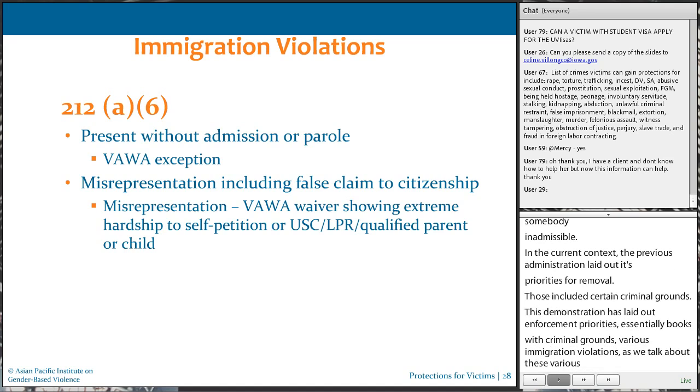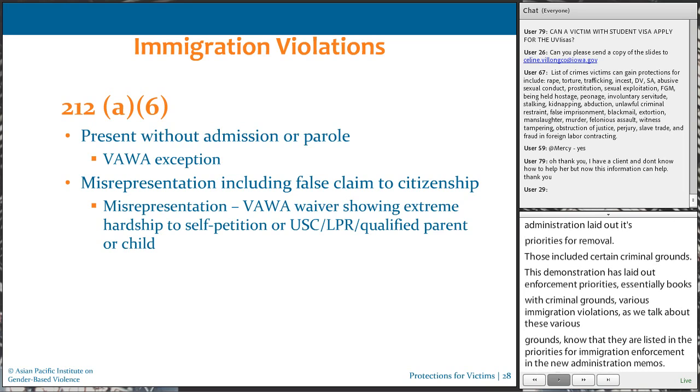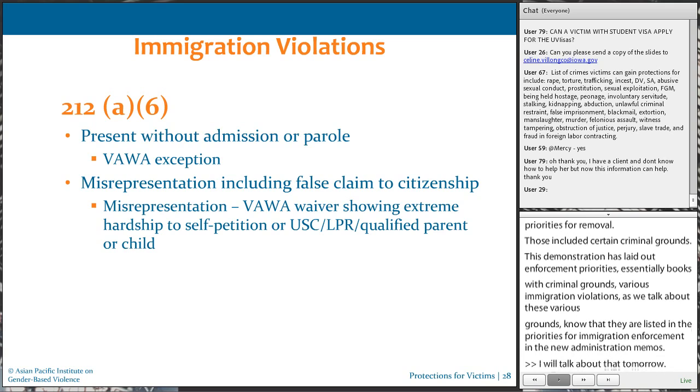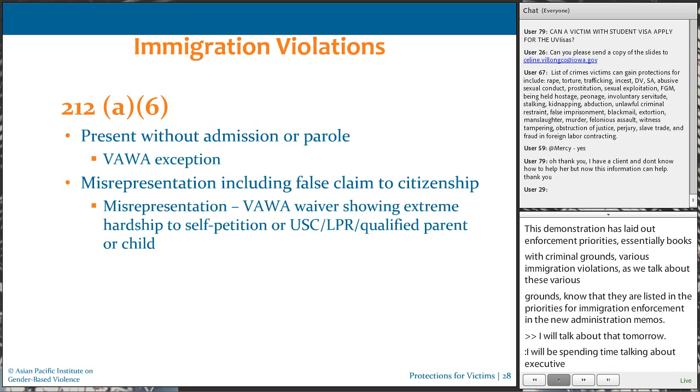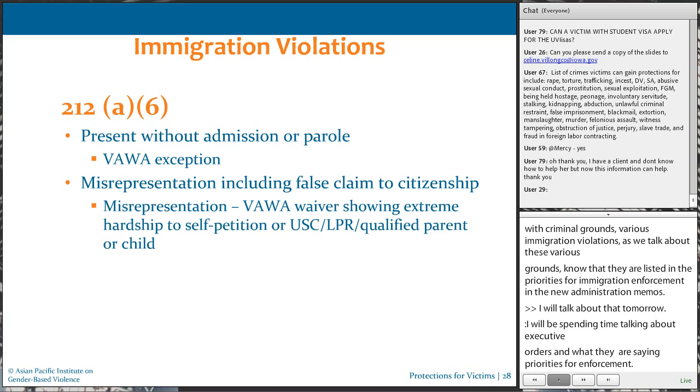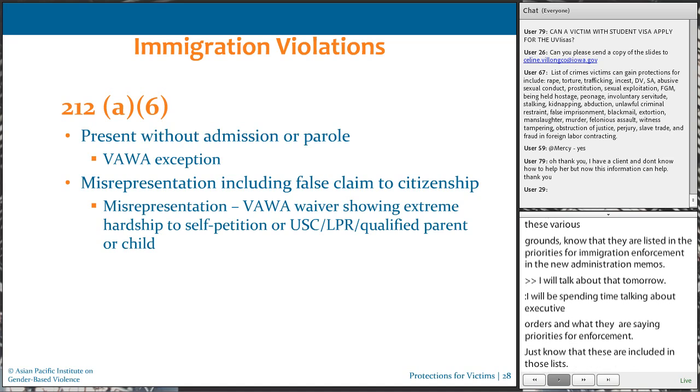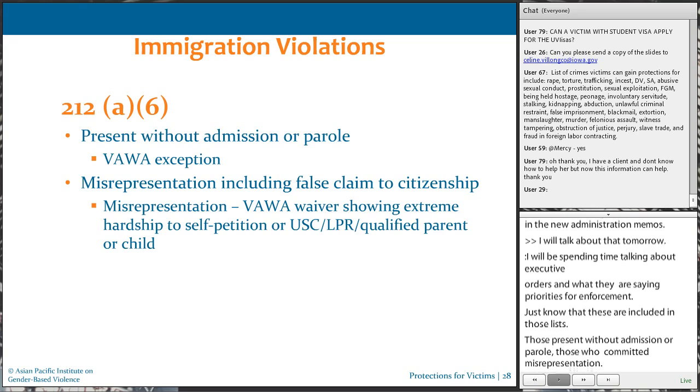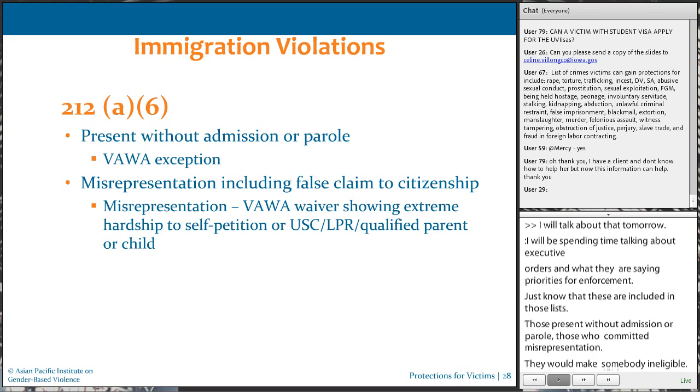And I'm going to talk about that tomorrow for those of you who are interested in signing up for the webinar that we do tomorrow. I'm going to be spending some time really talking about the executive orders and what they are saying are immigration priorities for enforcement. But just know that these are included in those lists. And so those who are present without admission or parole is one category. Those who've committed misrepresentation, including false claim to citizenship, would make somebody ineligible to adjust status. Know that I've highlighted on the slides there are some exceptions and waivers for people that apply for status under VAWA. So those who have self-petitioned may be eligible for some kinds of waivers or exceptions.